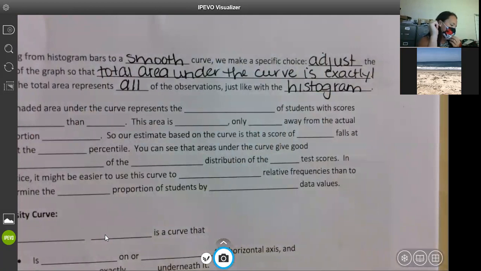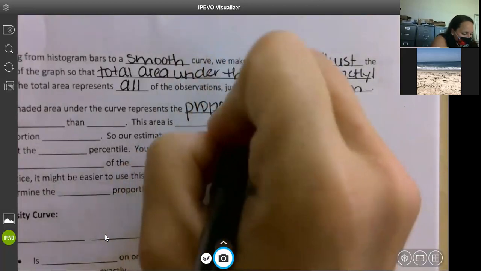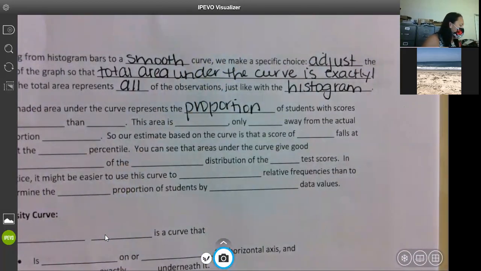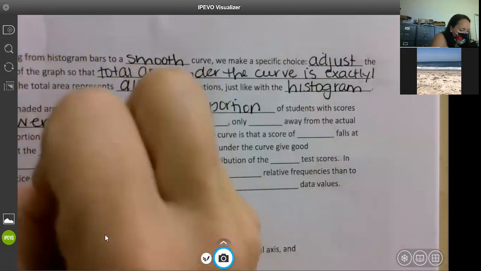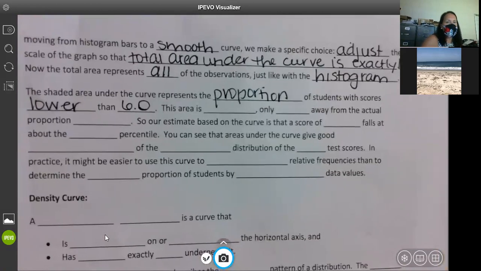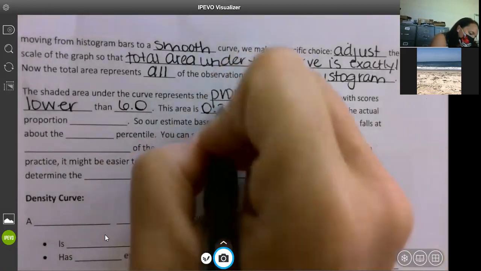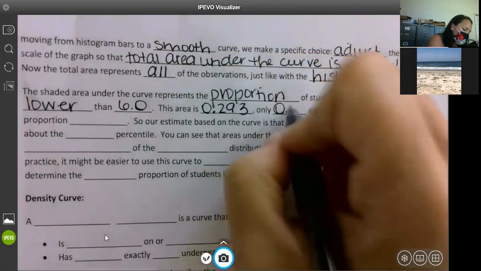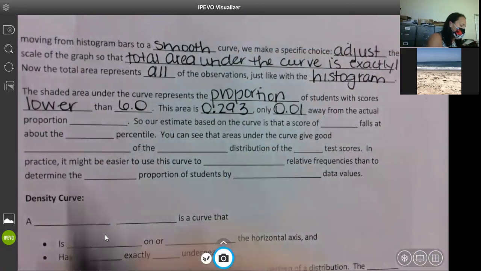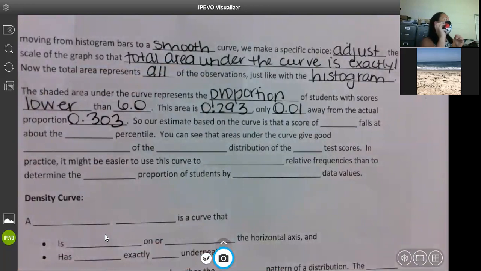The shaded area under the curve represents the proportion of students with scores lower than 6.0. So they are 6.0 or lower. This area is 0.293, which is only 0.01 away from the actual proportion of 0.303. So what it's saying is once I put it underneath there, it's not going to get it exactly right, but it's going to get it super, super close.